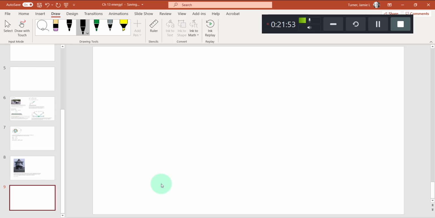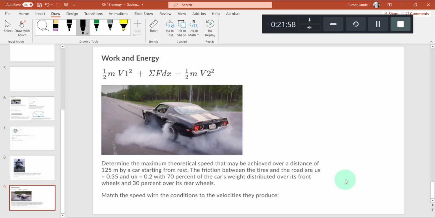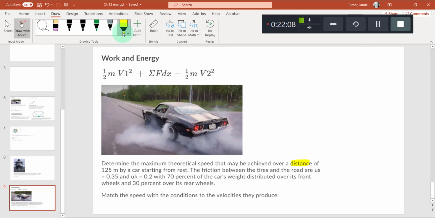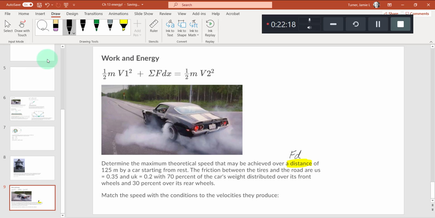All of these that happen through some kind of a distance will be a work energy problem. So if we just talk through this, this is distance. Anything with these kind of key words, whenever you see something through a distance, it's going to be some kind of a work energy problem. They're giving us the distance that happens, start from rest.